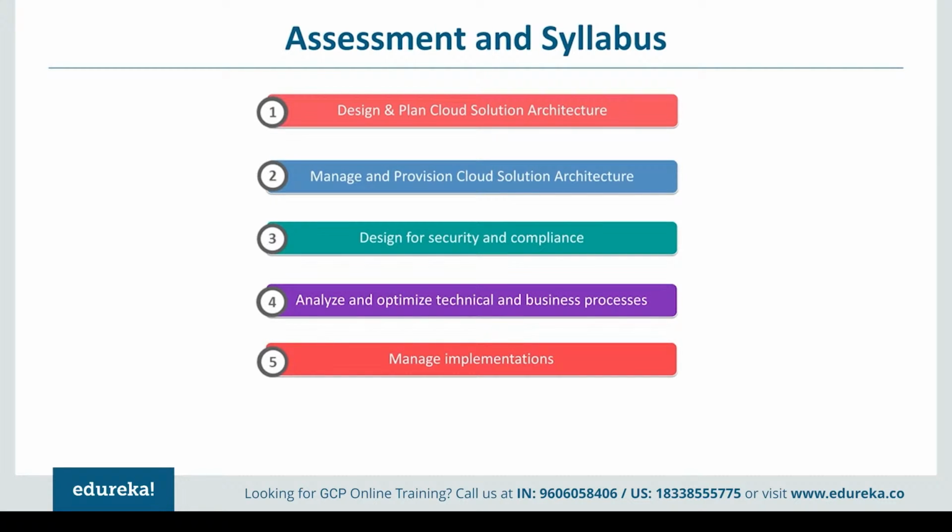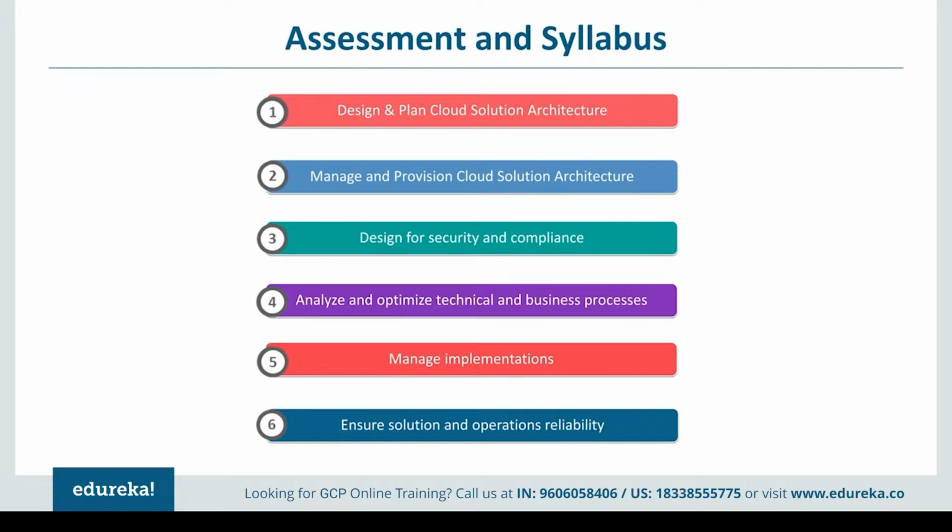Now, the fifth one is managing implementation. Advising development or operations teams to ensure a successful development of the solution comes under this category. You need application development, testing frameworks, data and system migration tools. Now, coming to the final section, we have ensuring solution and operations reliability. In this section, we have the monitoring, logging, and alerting of particular solutions and deployments, the deployment and release management, supporting operational troubleshooting, and evaluating quality control measures.